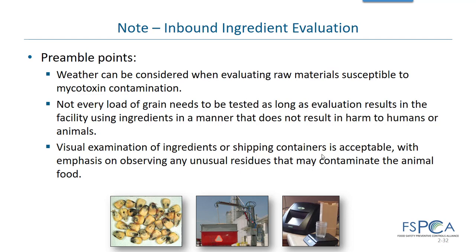Visual examination of ingredients or shipping containers is acceptable, with emphasis on observing any unusual residues that may contaminate the animal food. And sometimes I think that's going to be our only way to inspect or examine inbound ingredients. Is just going to be a visual examination of the product and also the shipping containers.